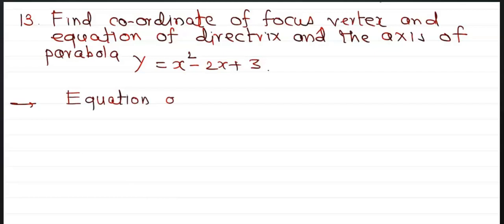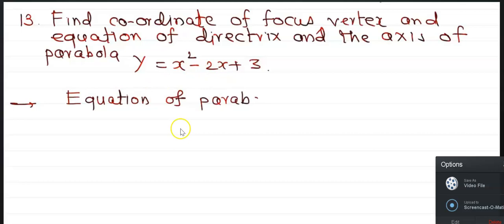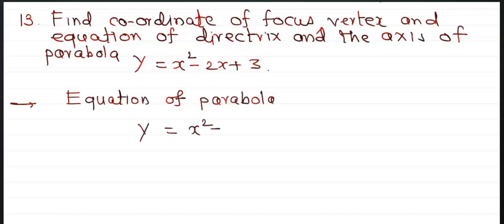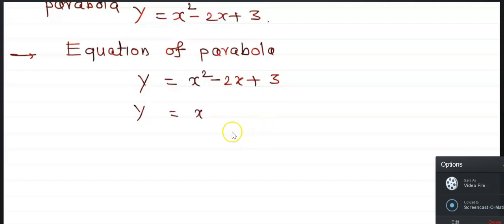What is the equation of this parabola? Y is equals to x square minus 2x plus 3. Now we'll make the right hand side a perfect square. The first term is x square. Now middle term is minus 2x. Then what will be the second term? Second term is 1. Therefore x square minus 2x plus 1 plus 2.